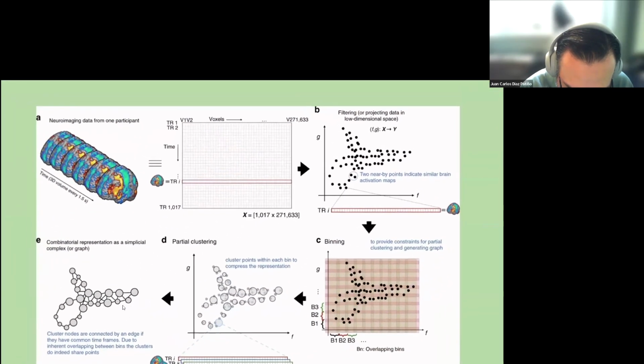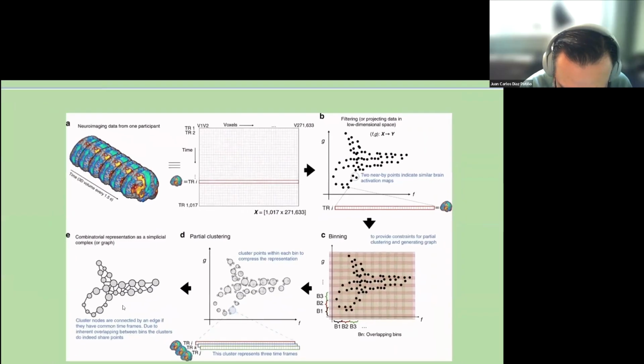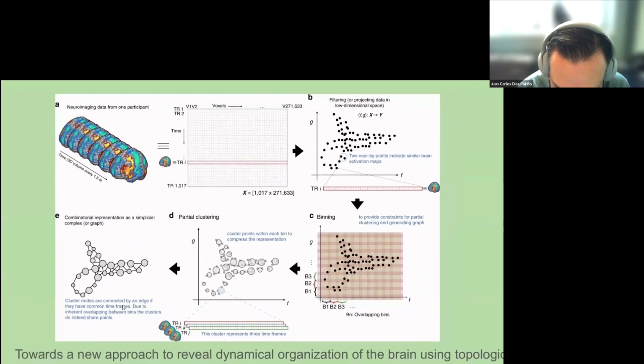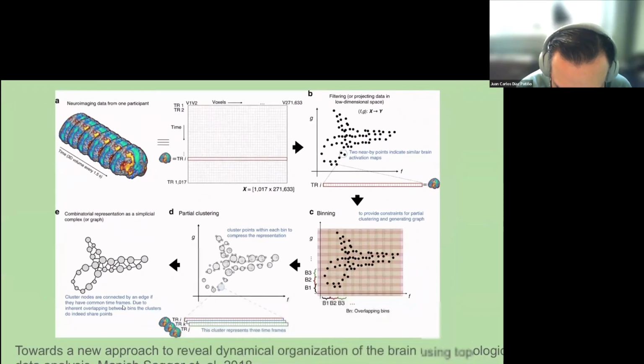The next step is going to use the clustering algorithm. You need to divide the two-dimensional space in bins, and each bin has an overlap, and you are running the clustering algorithm in each of the bins. In this case, there are cells, like square cells.